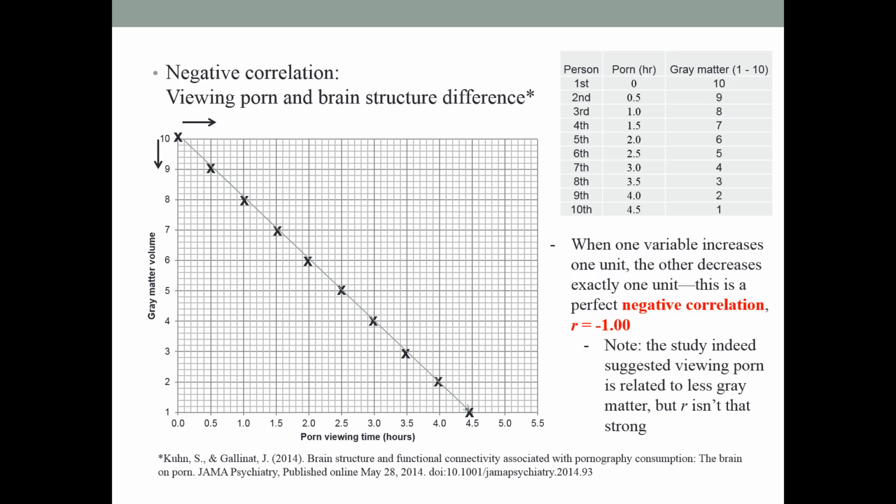Just so you know, the study indeed suggested that viewing porn is related to less gray matter, but the relationship is not that strong. Now, up to this point, you probably think, oh, this suggests to us don't watch porn because it will damage your brain, right? One thing you have to be very careful about is that correlation is not causation. Just because we find a correlation does not mean we know what causes what, okay? I'm going to explain it later.